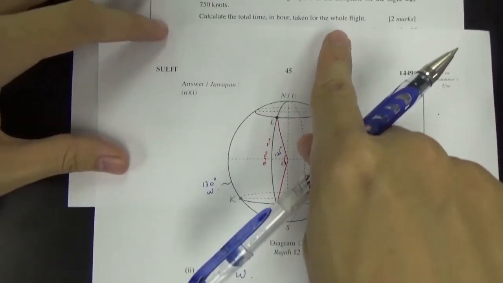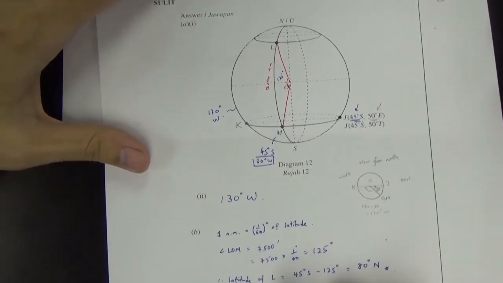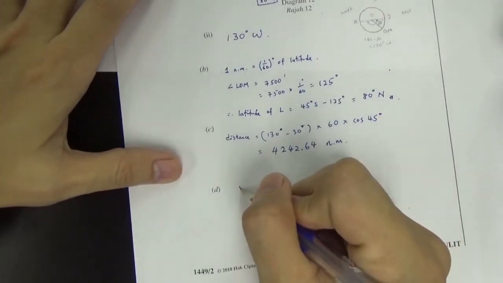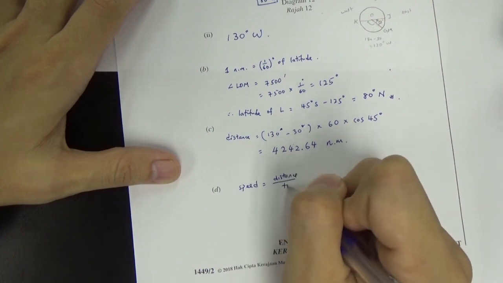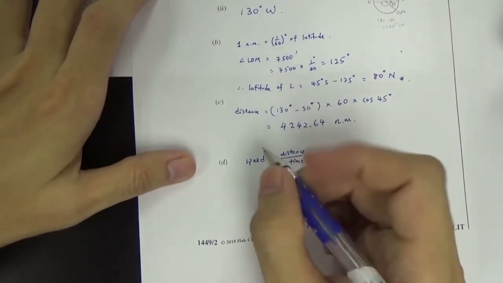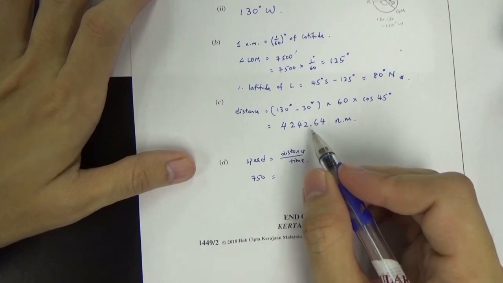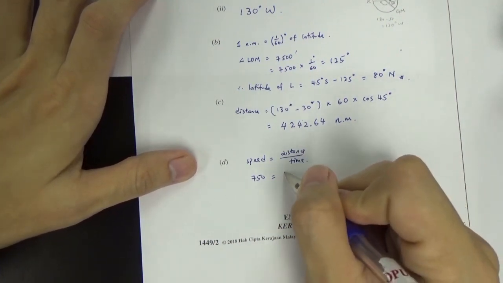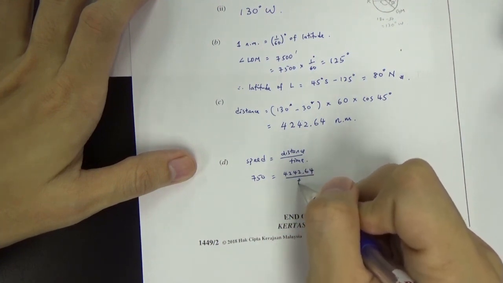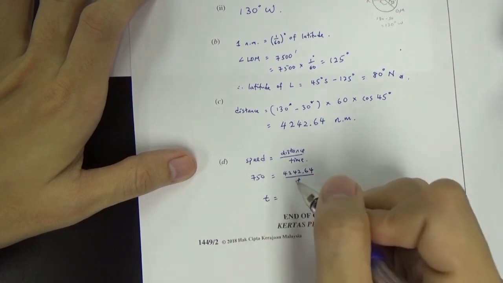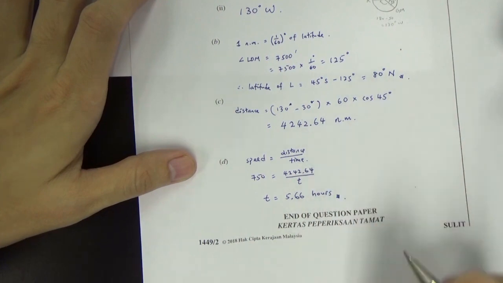Now this is easy if you recall the meaning of knots. The speed in knots means how many nautical miles in 1 hour. So we can simply write the general formula. Speed, of course, is distance per unit time. Here we are given the speed 750 knots, which equals the distance divided by the time in hours. So 4,242.64 nautical miles divided by t. You solve this and we get a time of 5.66 hours. So that is the answer.